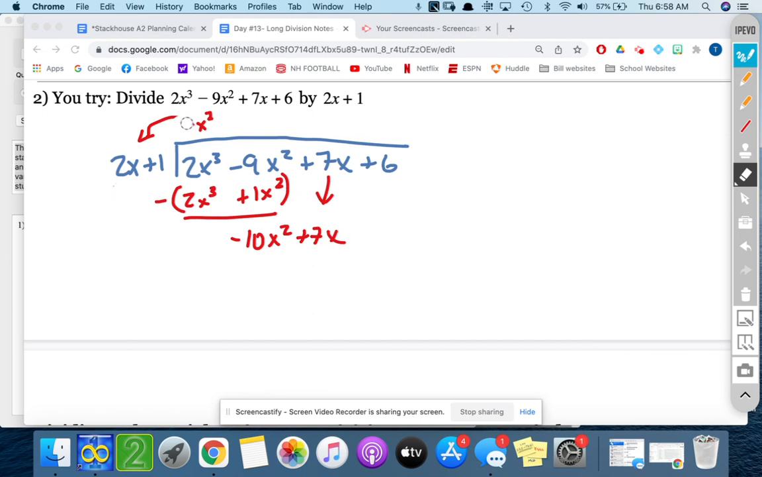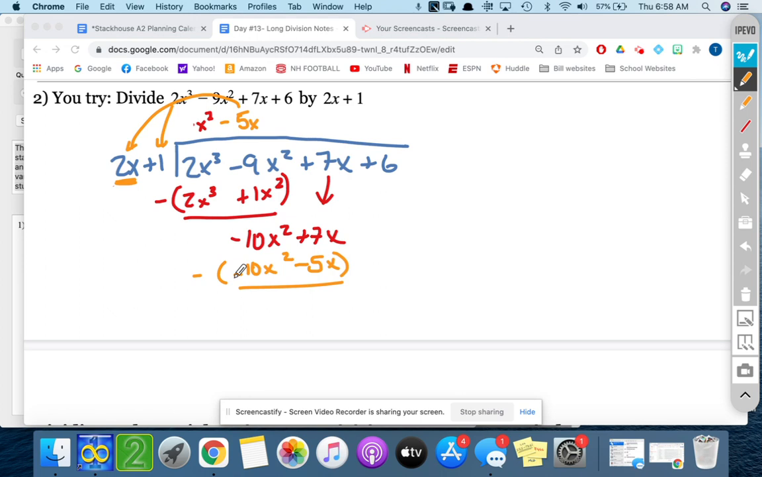So again, the question goes, how do I make this 2x look like that negative 10x squared? My coefficients are changing. What would I multiply 2 by to get to negative 10? I'm going to multiply by negative 5. How many more x's would I need to multiply by? Well, x times x would give me that x squared. So that's minus 5x. I take it and distribute it to each piece. Negative 10x squared minus 5x. Put it in the parentheses and do the subtraction.